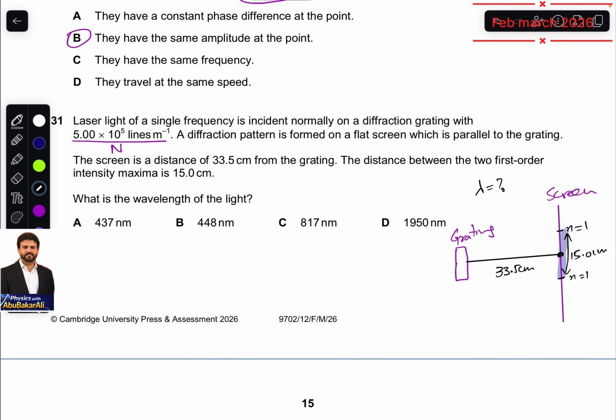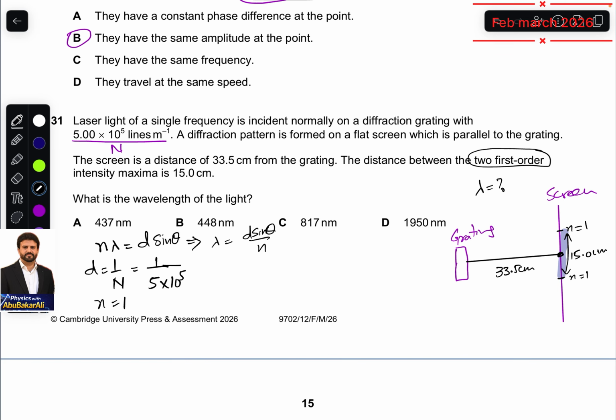Okay. It's a diffraction grating question. We have a relation n lambda is equal to d sine theta. First I have to find d. d is simply 1 by N, so this can be written as 1 over 5 into 10 raised to power 5. Whatever the answer is. What else do I need? We have to find lambda. Lambda is equal to d sine theta over n. If I take this as the first order, then n is equal to 1.